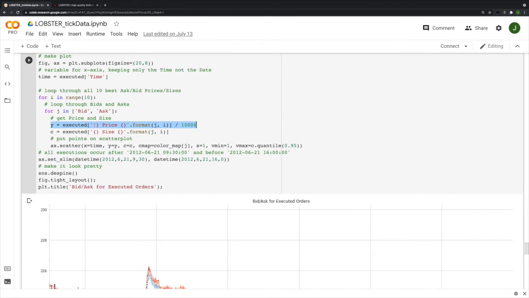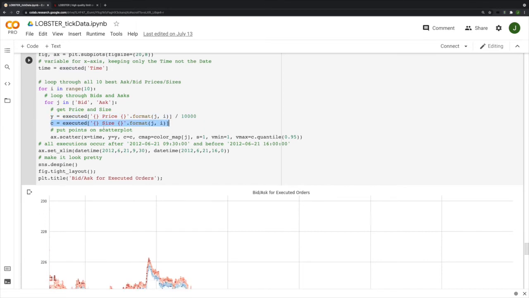It's going to be first bid price 0 divided by 10,000 to put it in regular dollars, and then it's going to be ask price 0, and then it's going to be bid price 1 and ask price 1, and so on. So it's going to loop through all of those columns, and then C right here is going to be the size. So it's going to first be bid size 0, then ask size 0, then bid size 1, and so on. So it's looping through the size columns. And then we're plotting all of those right here. That's what that line does.